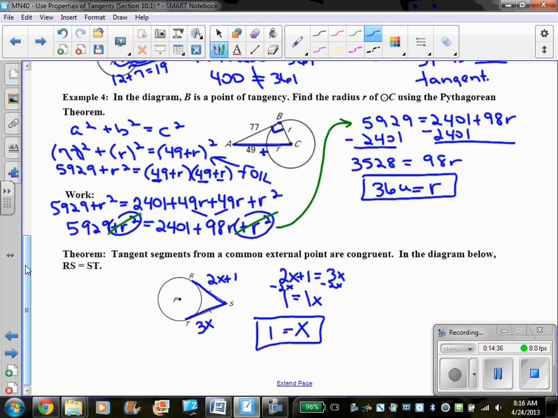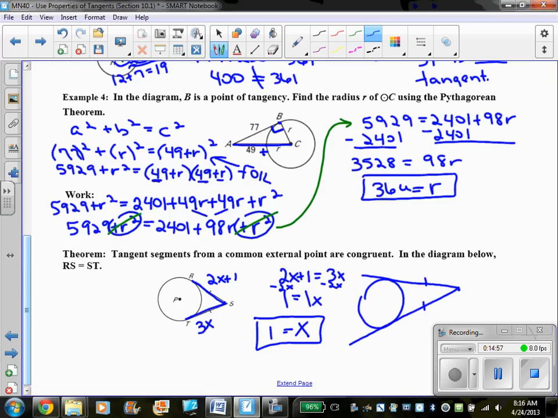Now that's any circle. A great way to think about this is if you have your planet Earth, you have a satellite out here, and you have a tangent line there and a tangent line there, this segment here is going to equal that segment here, no matter where that point is outside the circle.